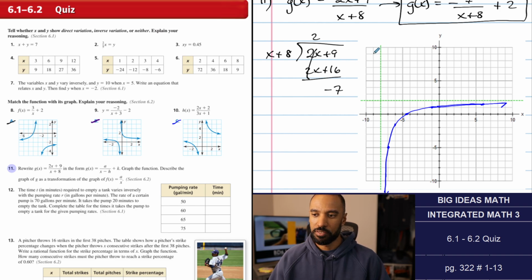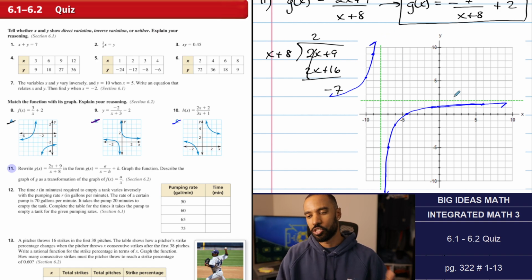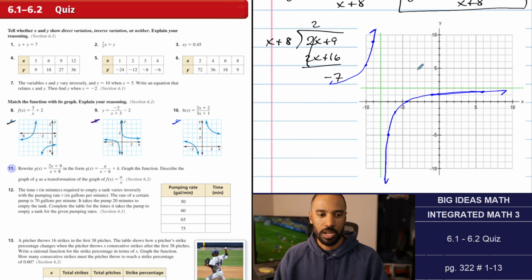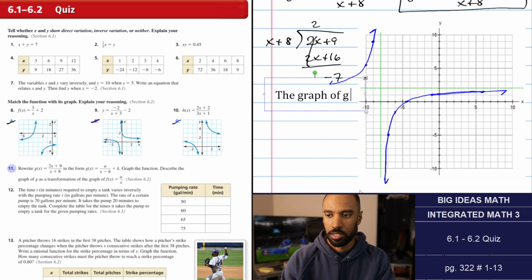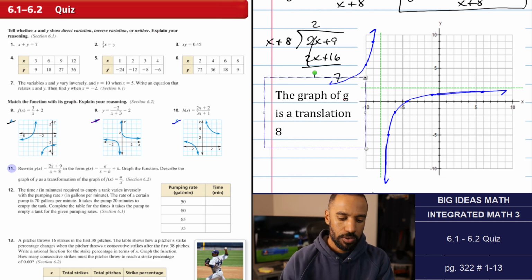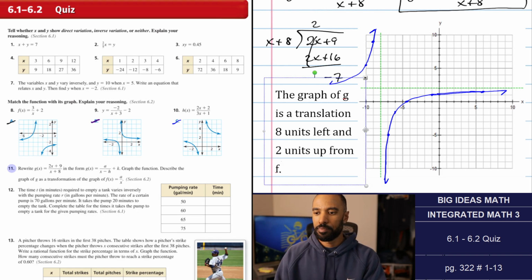Negative 7 over negative 1 is positive 7. 7 up from 2 is 9. And that's really all I can fit. Let's do the divide by 2. You get 3.5, so 3.5 up from there. So there's another feature of the graph that's going over here. And compared to the f of x graph that we would have had, which was just negative 7 over x, this is translated 8 units left and 2 units up. So that's what we can say for this number 11. The graph of g is a translation 8 units left and 2 units up from f.